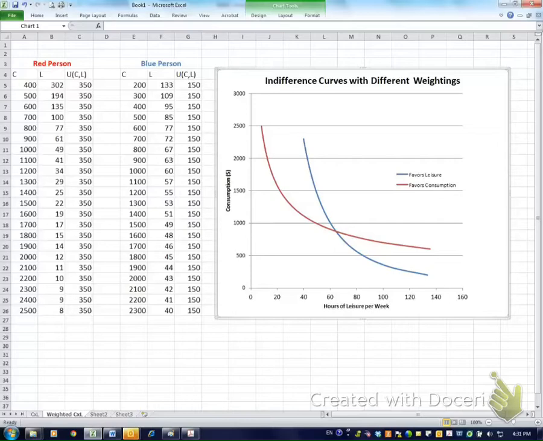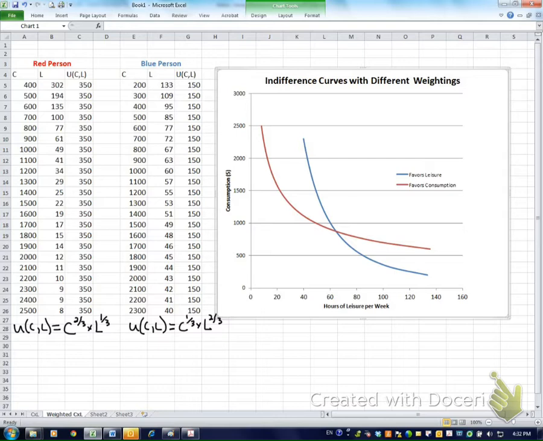But in this case, for the red person, the utility function, u of c and l, is going to be equal to c to the 2/3 times l to the 1/3. That's just a simple way I have of introducing weighting into what's called a Cobb-Douglas utility function. The blue person is going to have the utility function c to the 1/3 times l to the 2/3.